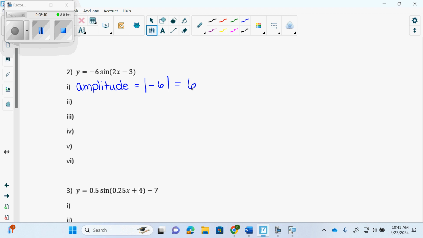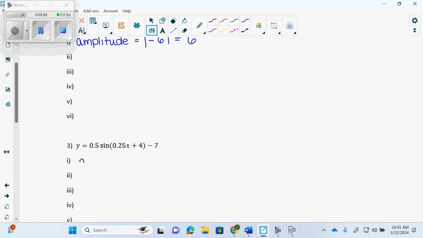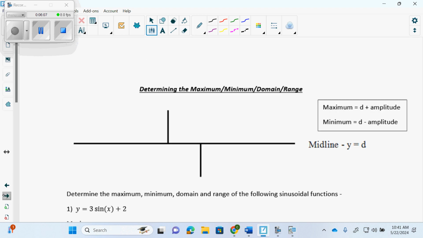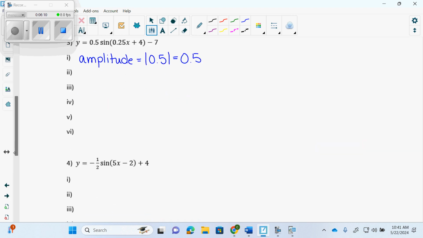Okay? What about 3? What is my amplitude? The absolute value of 0.5, which is 0.5. Okay, I want you to do 4, and that's it. What's the amplitude? I just leave it. But if it's a terminating decimal, then you can use that as well. But it doesn't matter.